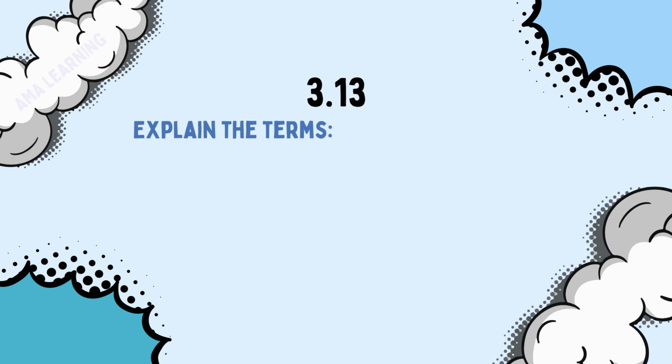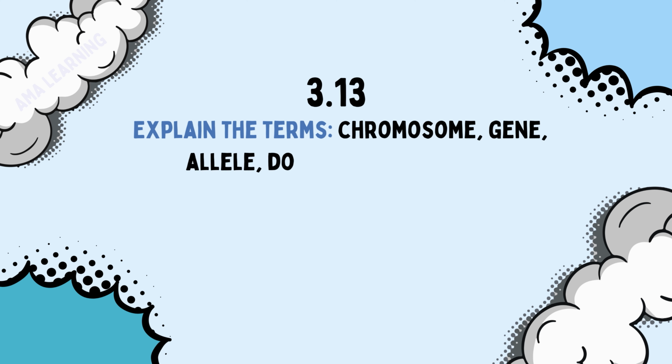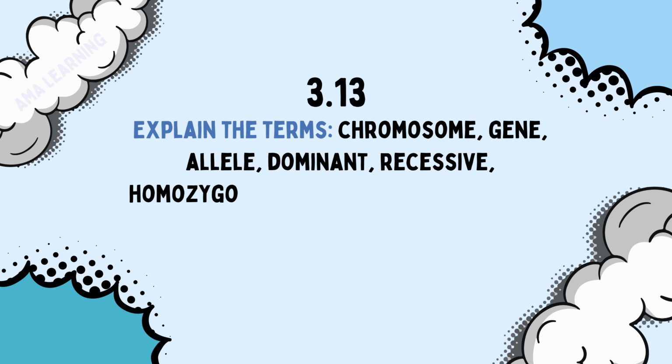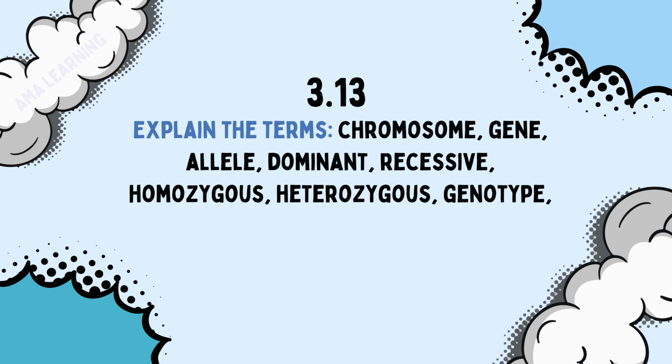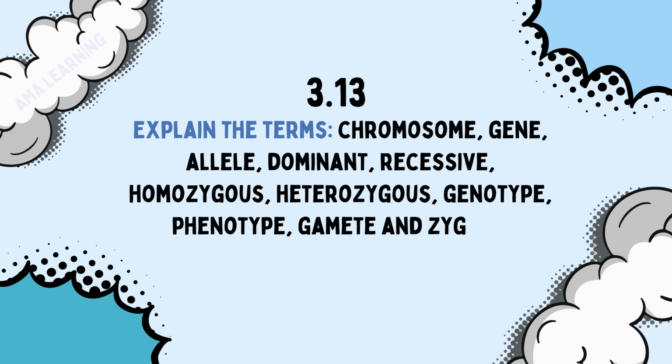Explain the terms chromosome, gene, allele, dominant, recessive, homozygous, heterozygous, genotype, phenotype, gamete and zygote. To successfully answer any GCSE questions linked to this topic, you will need to learn these key terms as they are essential to analyzing genetic crosses and predicting inheritance patterns.